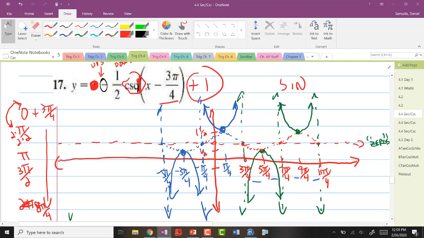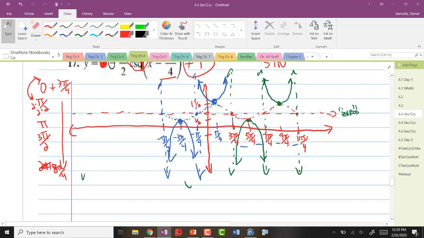You can stop now if you want, if you've had enough, but I'm going to go ahead and do the range. Range is negative infinity all the way up to this value, which is a half. Wrong. It's a parenthesis. Union that with bracket 1.5 to infinity.